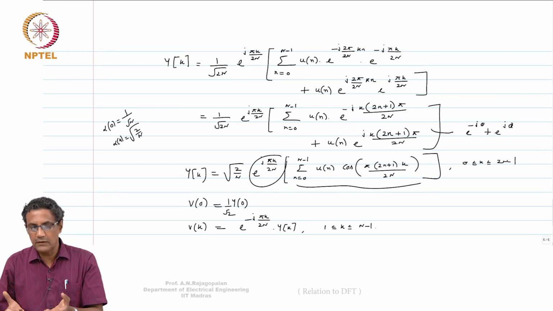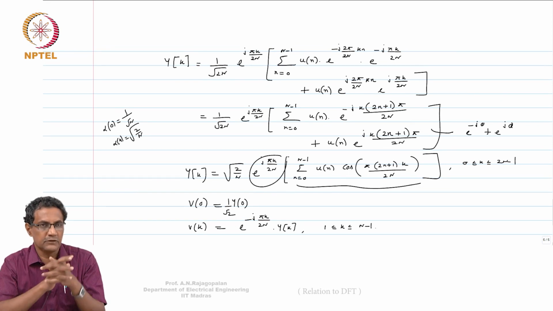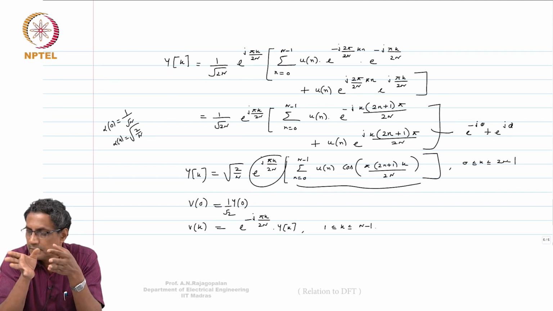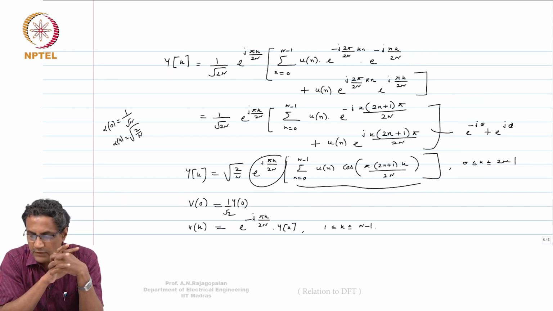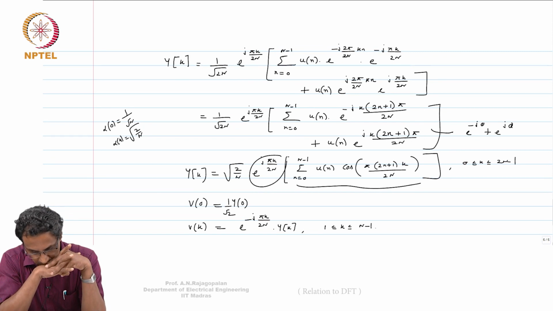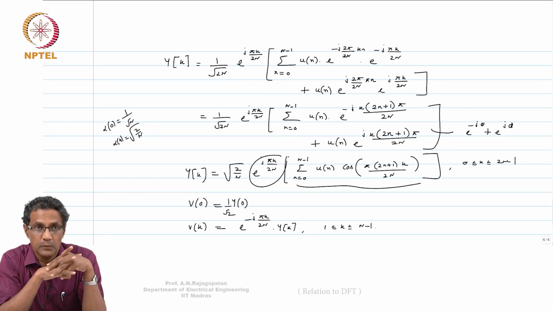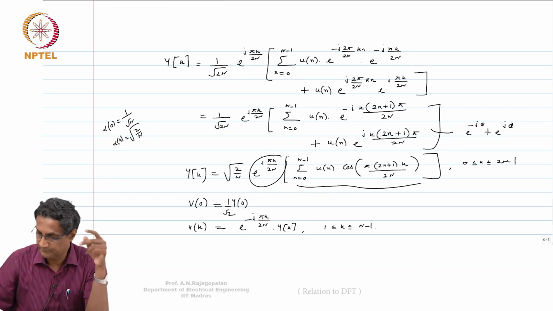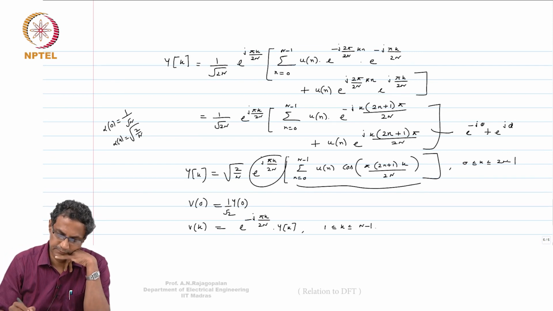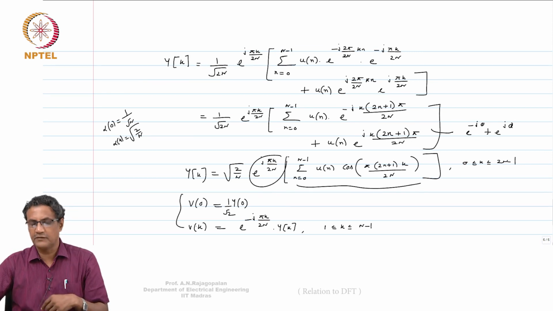Correct, because for v I need k only up to n minus 1, right? I don't need beyond that. That's all I need to compute my vk, right?